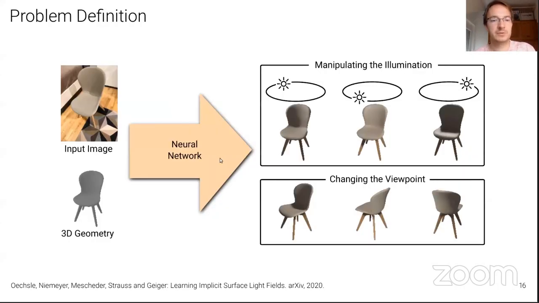The problem is defined as follows. Given the 3D geometry that's derived using an implicit method or another method, and a real image of that object as an input to a neural network, we want to infer for a particular viewpoint or light location what the object would look like. So here, this is a real result of our method where we take this image as input and this geometry as input. And then we can manipulate the light source such that the object is differently lit and the shadows look different, or we can manipulate the viewpoint with a fixed light source, which also changes the shadows and the shading of the object.